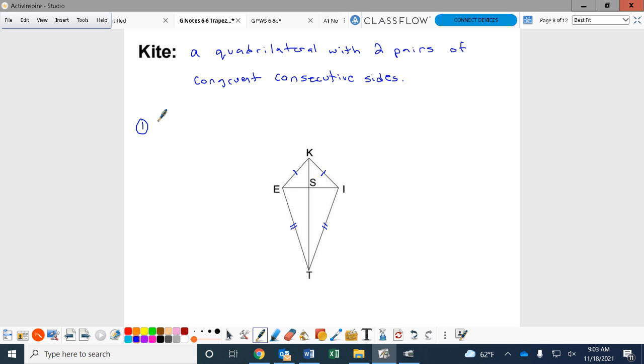So for number 1, the angle between the congruent sides is bisected.